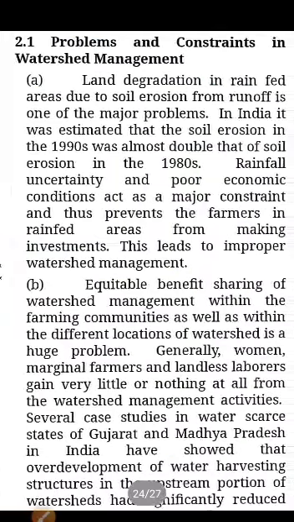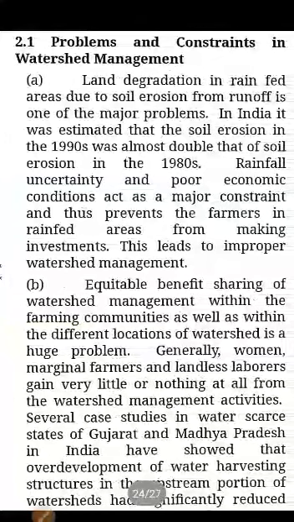Now, what are the problems and constraints we are facing in watershed management? These are some of the problems we are facing in India, in our country, while managing it. One is land degradation in rain-fed areas due to soil erosion, which is very common in India. Soil erosion is a very common problem. An example is given: the soil erosion estimate in the 1990s was almost double that of the 1980s.